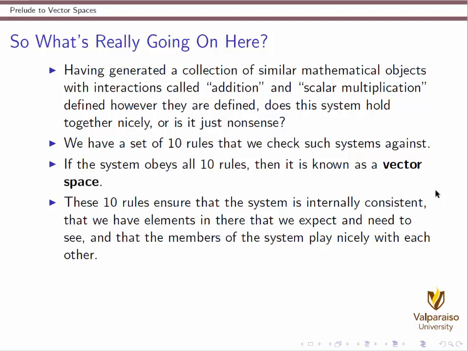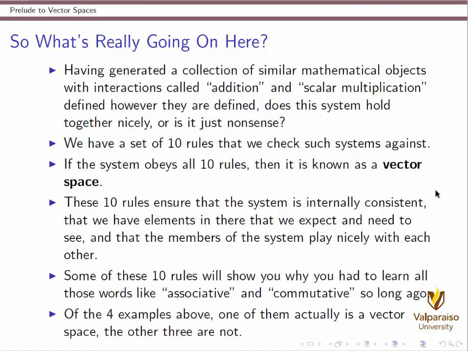The 10 rules are going to ensure that the system is internally consistent, that there will be items in the space that we know need to be there. We'll talk about those in the next set of slides, and that the members of the system play nicely with each other. In the process of learning these 10 rules, you're going to learn why, way back in the day, you had to learn about all these phrases like associative and commutative and distributive. You learn these words and you never saw them again. Well, they're actually properties of vector spaces.